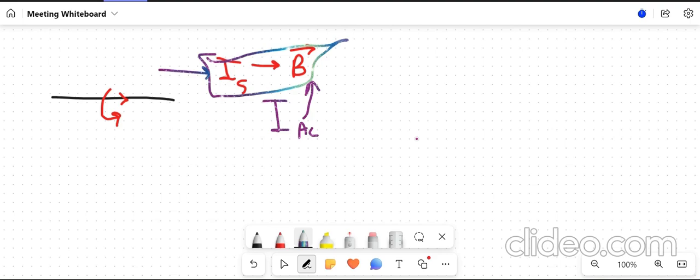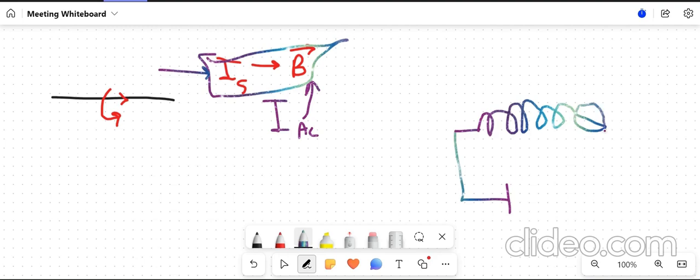Michael Faraday does one experiment. The experiment goes like this: he creates a circuit, and here he creates a solenoid. Why a solenoid? Because we are creating a magnet out of it. If current flows, then we will have a magnet. Now we have a switch, a battery, and a solenoid.